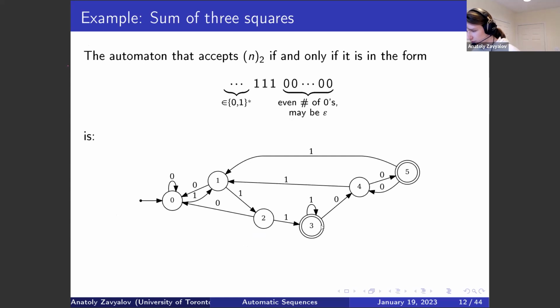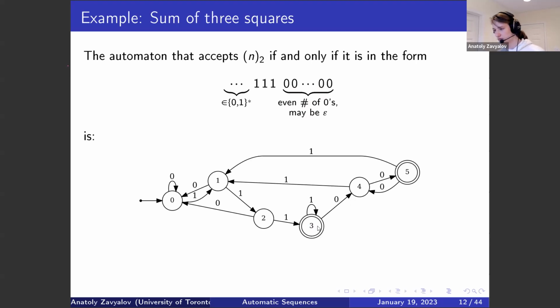And here's how that automaton looks, and let me explain how it works. Let's say we start off at the initial state here. The initial state is denoted by this arrow going into it. And we read 1, 1, 1. Well, if we read 1, 1, 1, it's of this form, right? Because you could have no zeros here and that would still be even. And if we read 1, 1, 1, that's an accepting state because it's of this form.